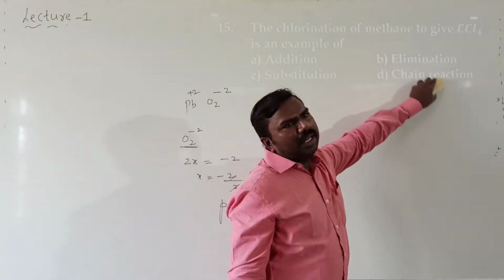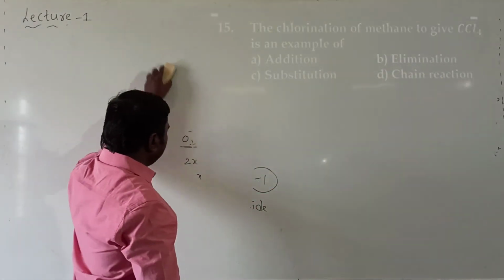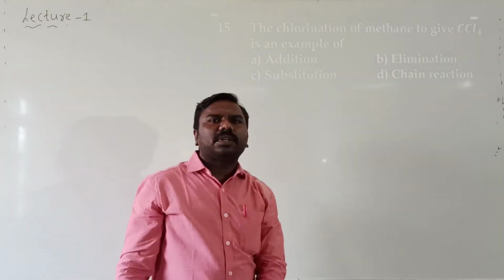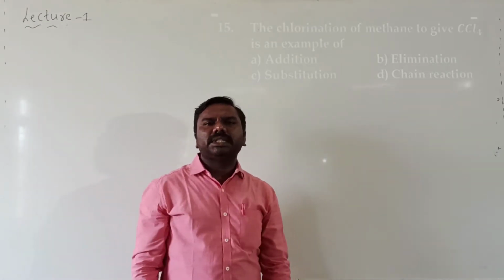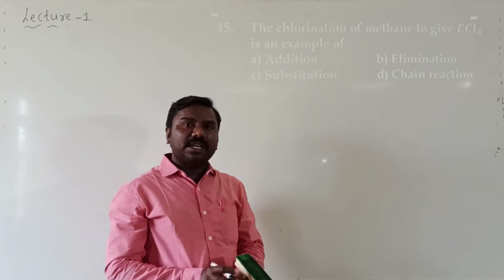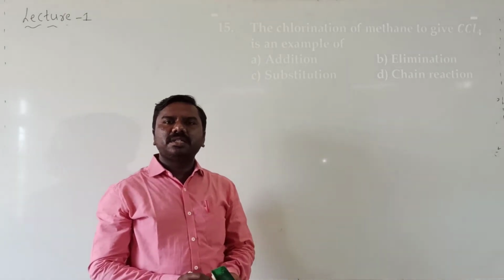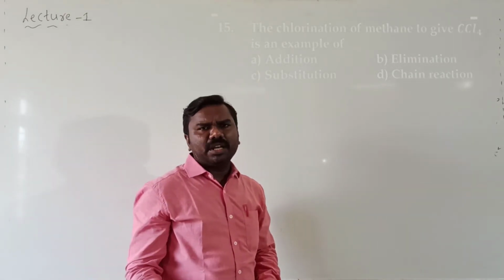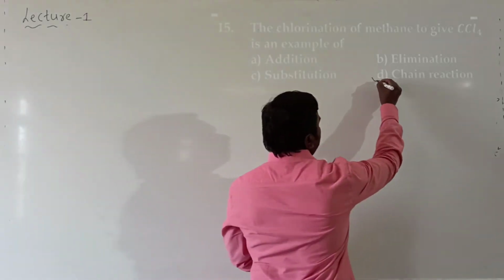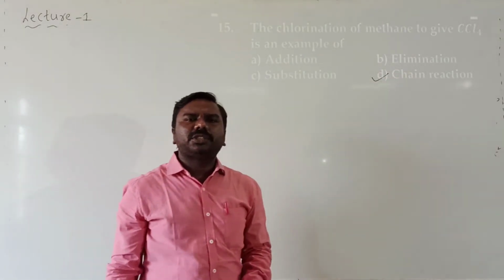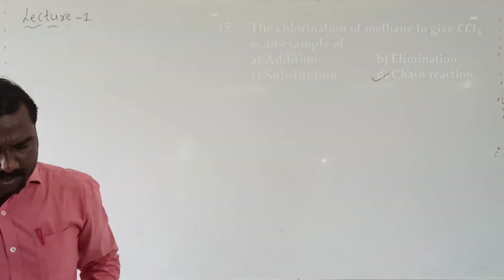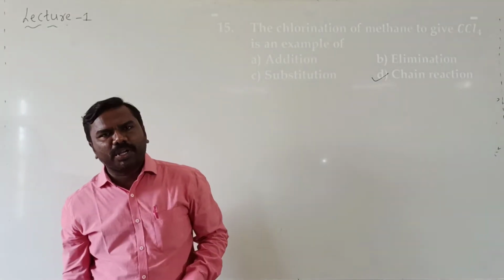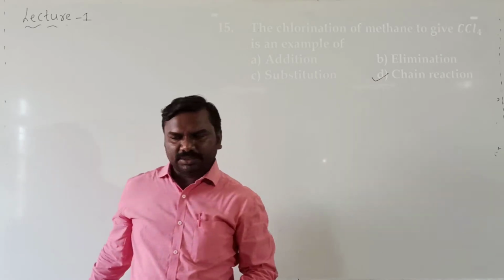Chlorination of methane gives CCl4. It means CH4 is converted into CH3Cl, CH3Cl converted into CH2Cl2, again CHCl3, again CCl4. This is a chain reaction actually. So substitution, but it is a chain free radical reaction. Next, it means chain initiation, propagation, termination by the pairs.